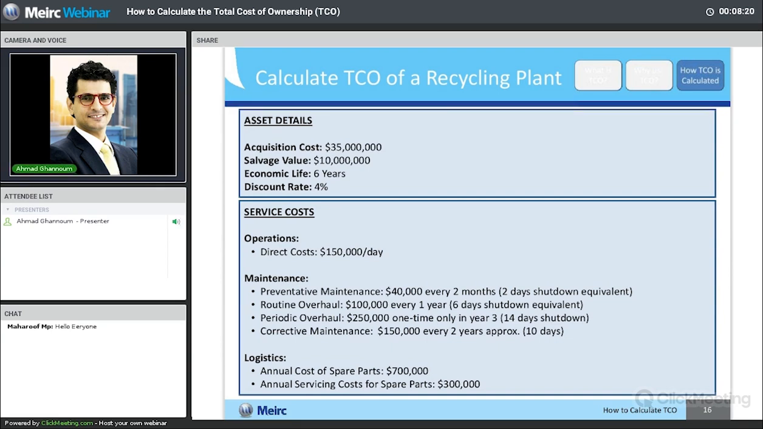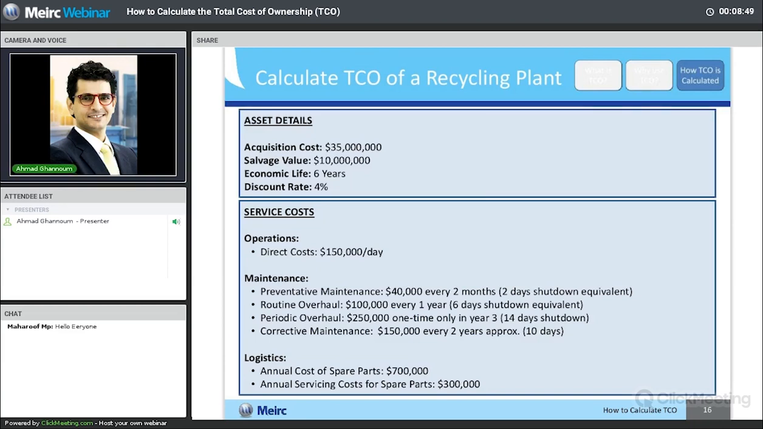So here's the example. Say we are planning to invest in a small recycling plant. That plant will cost me $35 million to acquire on day one. That's the original bill I am paying. The plant can be sold for $10 million, which is the salvage value, in 6 years, and the discount rate is set at 4%. So I buy the plant for 35, I use it, it depreciates in value, and then I can sell it for 10 million in 6 years.